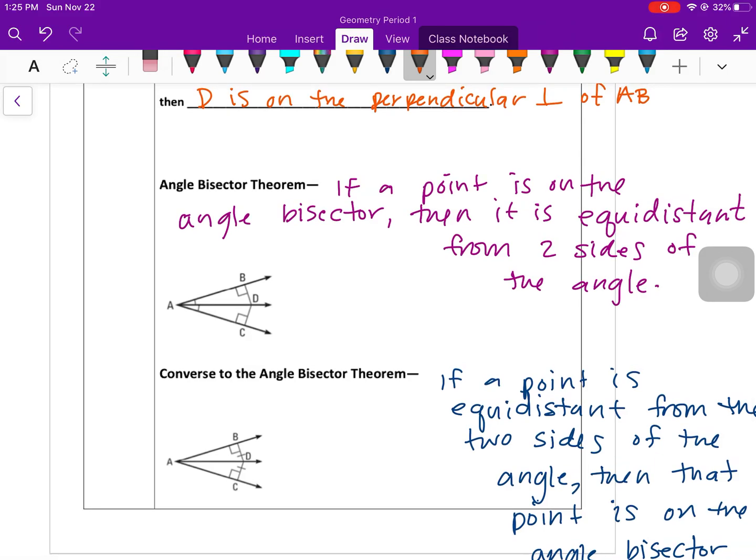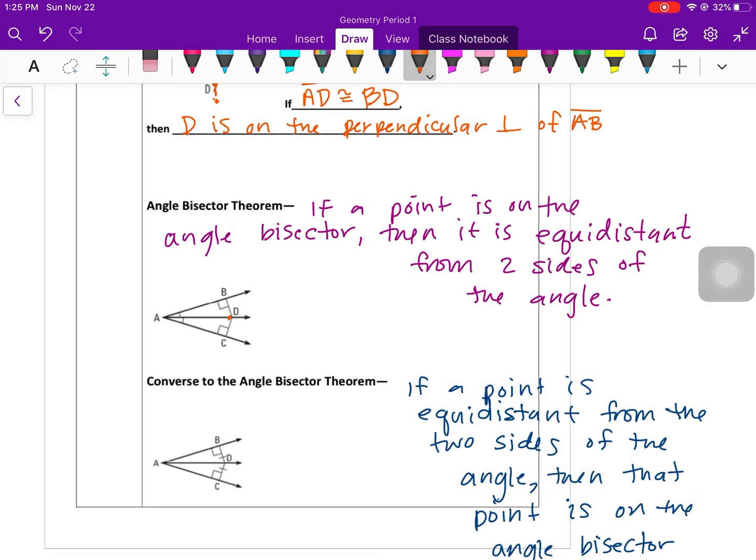Angle bisector theorem, if we have that written down, hopefully we do. If a point is on the angle bisector, then it is equidistant from two sides of the angle. So what can we conclude from this? If D is on the angle bisector of angle BAC, point D is on my angle bisector, because these two are congruent, right? Then I know that DB must be congruent to DC.